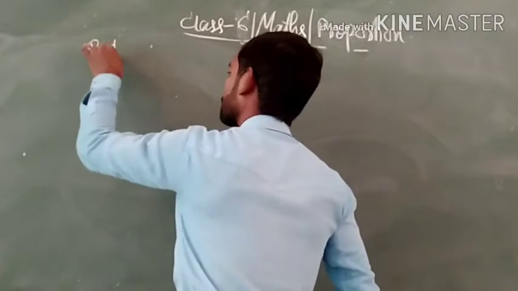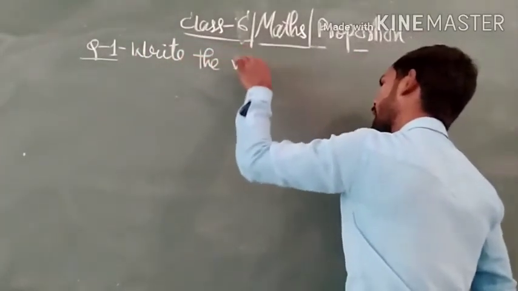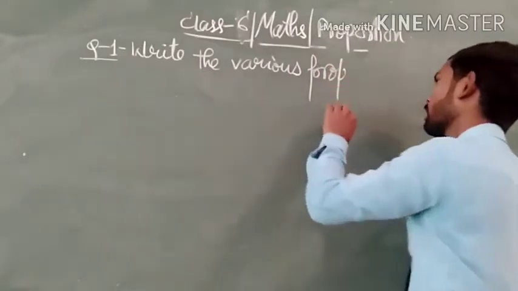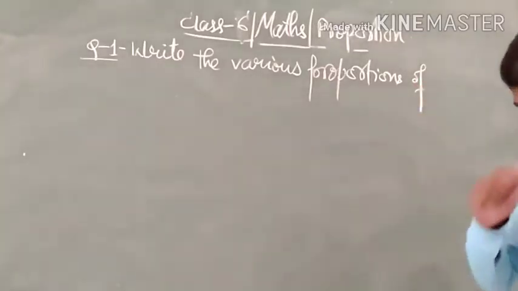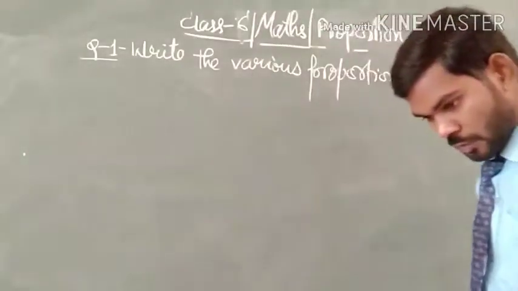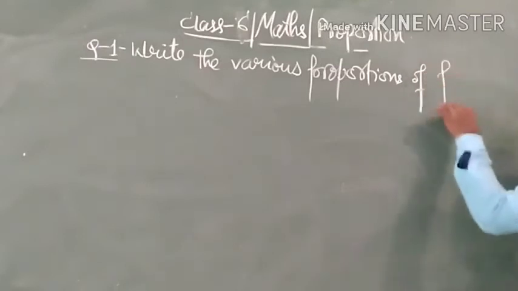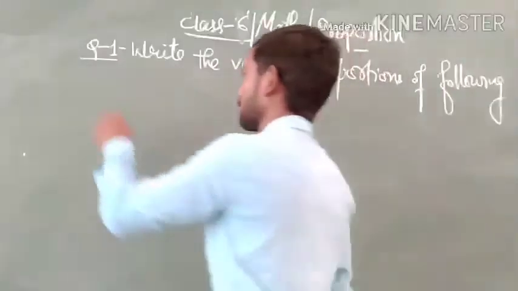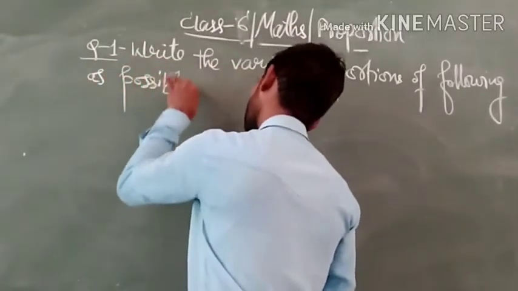Question number 1 is: write the various proportions of the following as many as possible.